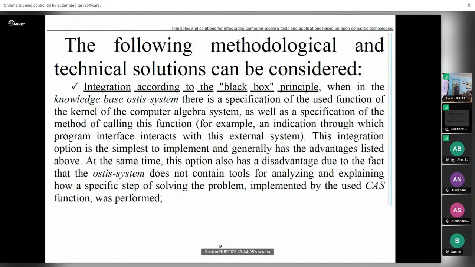The first way is integration according to the black box principle. That means that external systems stay external, and we use only some program interface to interact with the external system. The main advantage is that this is the easiest way to try some idea, for example, to integrate with computer algebra systems. At the same time, there is a great disadvantage that the external system stays a black box. We can only use some features of this external system, but our main system doesn't understand anything about the external system.